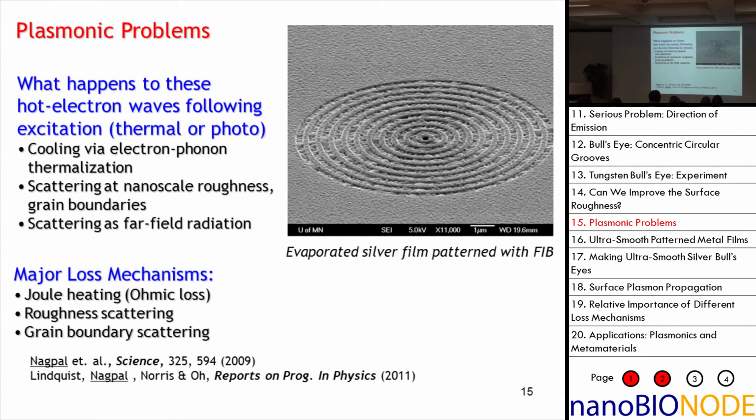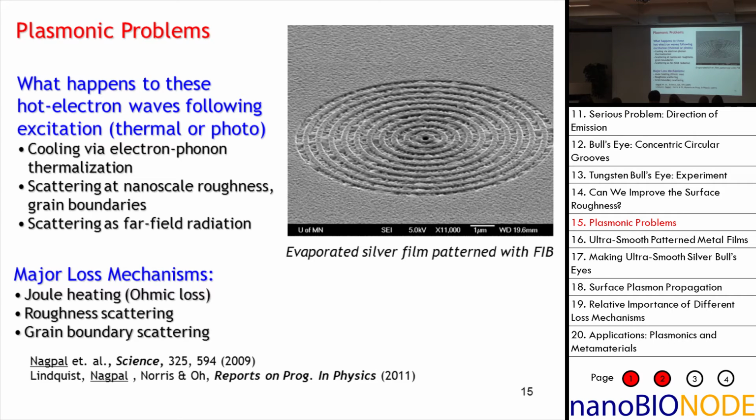And so I showed you some of those pictures from the top, and the surfaces look very smooth, but when you look at grazing angle, you can really see what I was talking about, that you have very rough silver films. When you try to pattern these structures, the roughness actually gets worse. And when you try to create these hot electron waves or surface plasmon polariton waves, they can get cooled very easily, or they'll dephase very easily via electron-phonon scattering or scattering at these roughnesses. And they would simply be scattered as far-field radiation, which causes this incoherence in thermal emission that we saw.